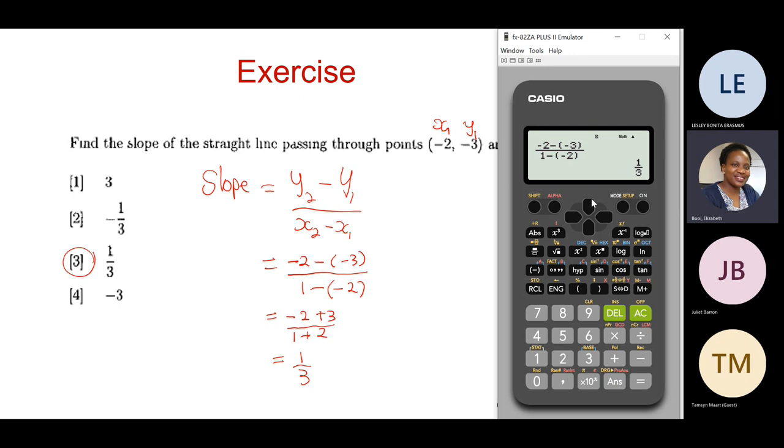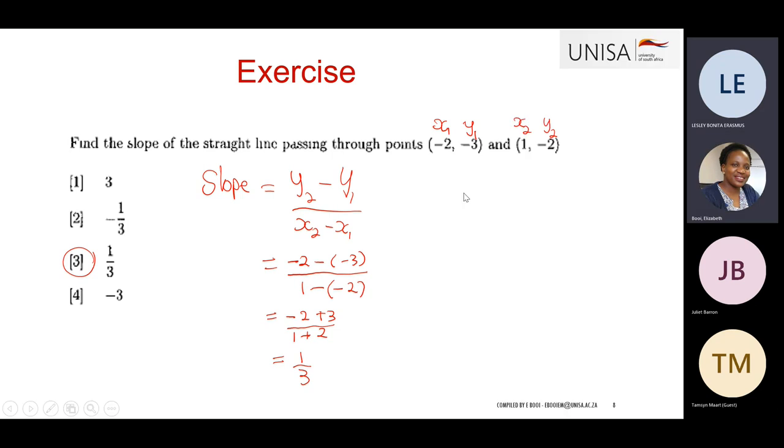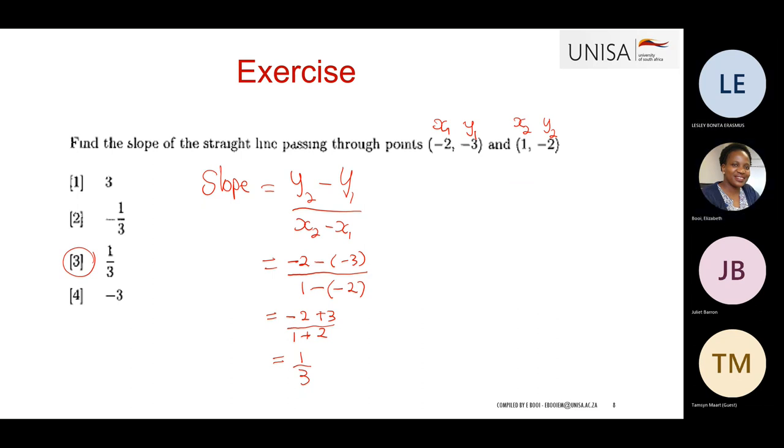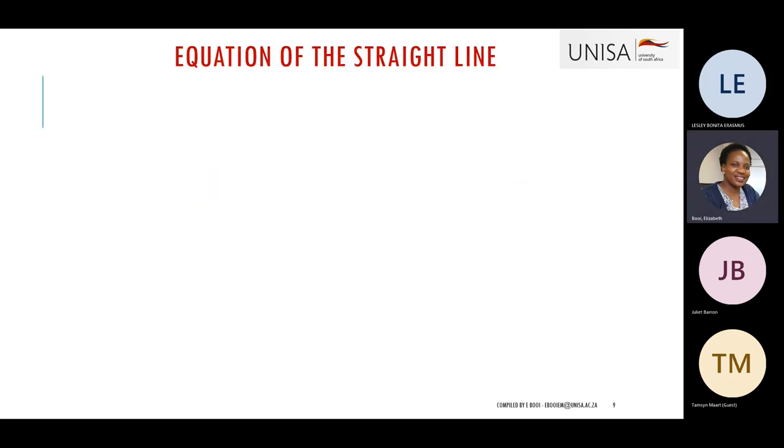So only for those who have a Casio calculator. I've got mine, but I don't have that. I'll look for it. Otherwise, you will have to calculate manually like I've done, step by step, so that you don't get anything wrong. Okay. So now we're done with calculating the slope.